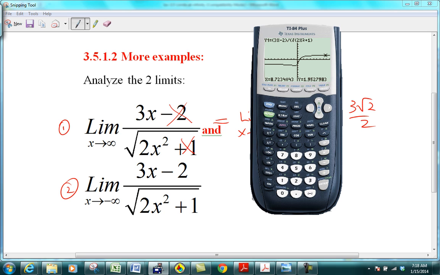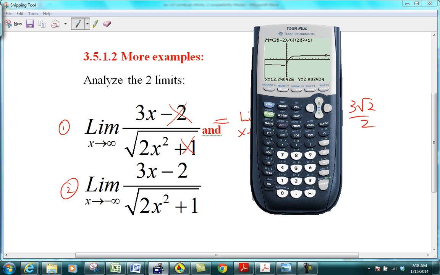Okay, so let's first of all go back and evaluate what 3 root 2 over 2 is, okay? So you get 3 root 2 divided by 2. Oops. 2.1213. Okay, so if I go graph that, bring my trace out again, it's approaching 2 point something.